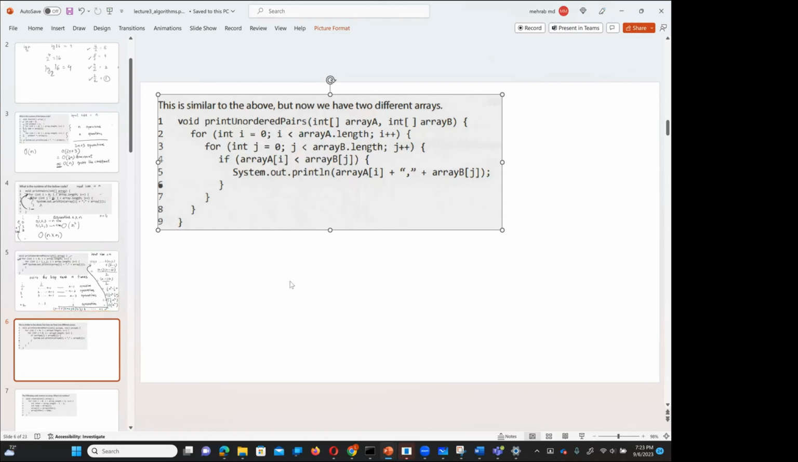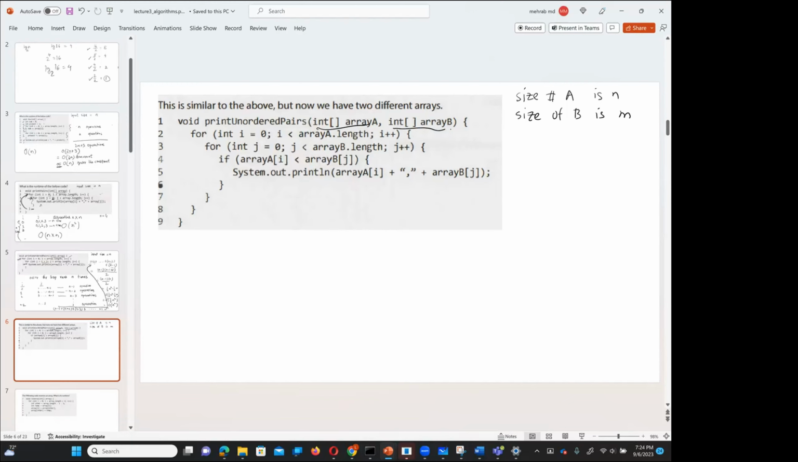Okay, so next one. Let's try to see this one. Here you see we have two arrays as input. We cannot say for sure that both of them have the same size. So size of A, say, is N. Size of B, I have to take a different one, M, because I don't know if these two arrays are of the same size. They might be of different size.